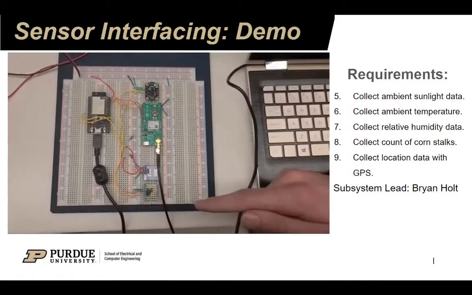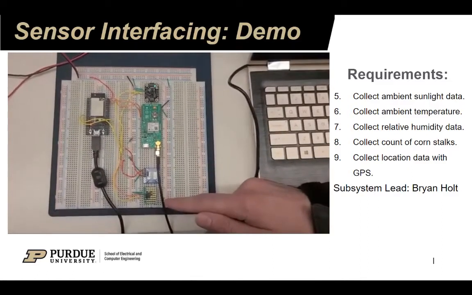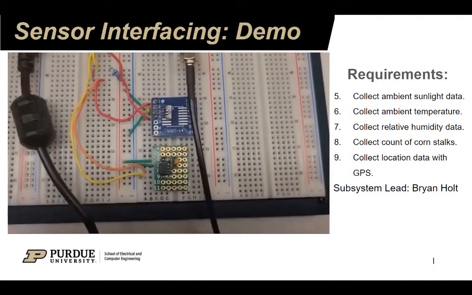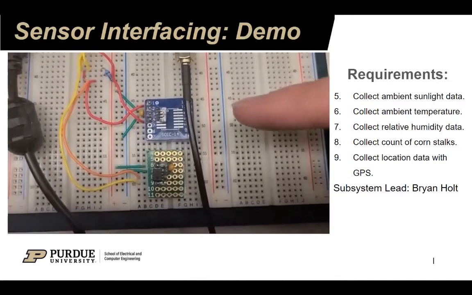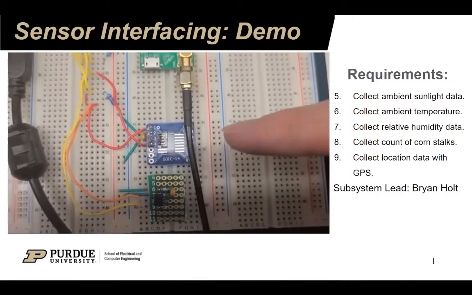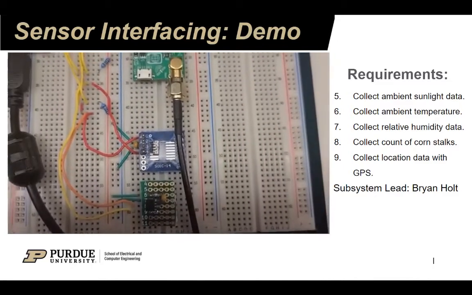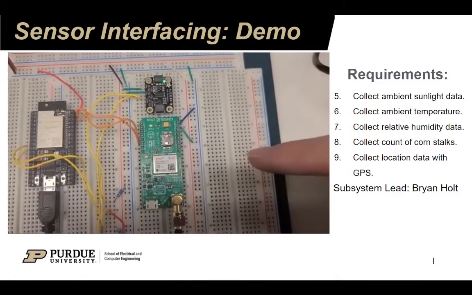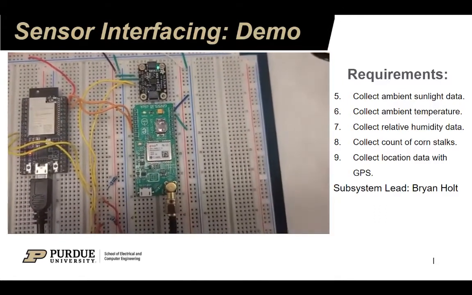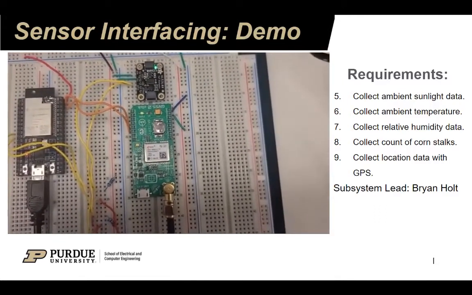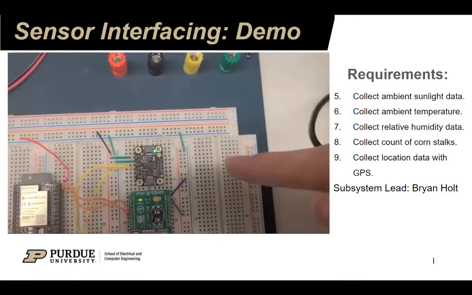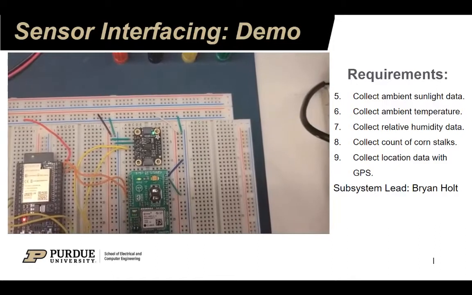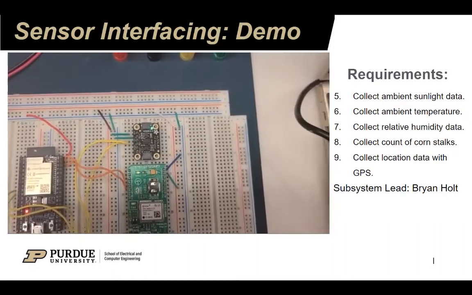So here, this is a 2-in-1 sensor which collects the temperature and relative humidity. This sensor collects ambient lux, which is visible light intensity. This sensor connects to GPS satellites and collects latitude and longitude data, and this sensor collects data related to how far away an object is in millimeters from the sensor.